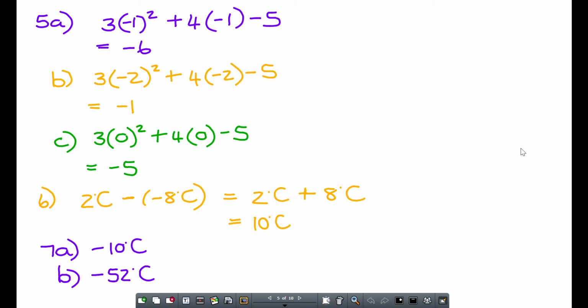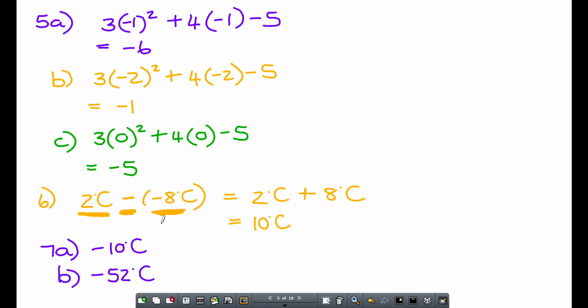It says the temperature in Moscow was 2 degrees Celsius. Then it dropped 8 degrees below 0. By how many degrees did the temperature drop? Okay, so it started with 2. Then we know it dropped. That's why I have a minus. And it dropped to 8 below 0. So that's why I have minus 8.